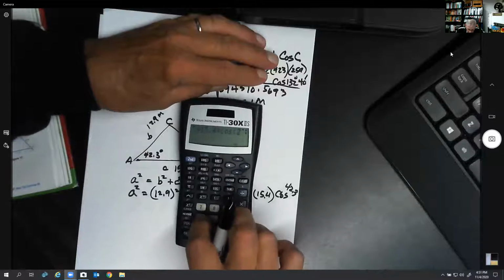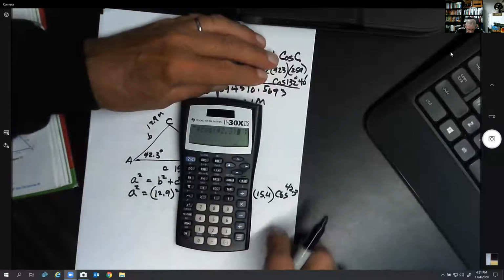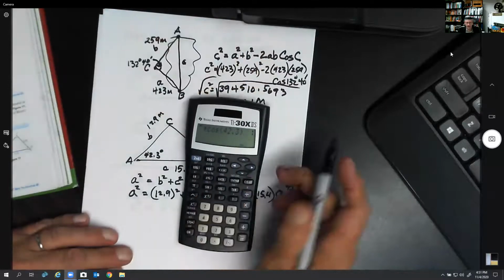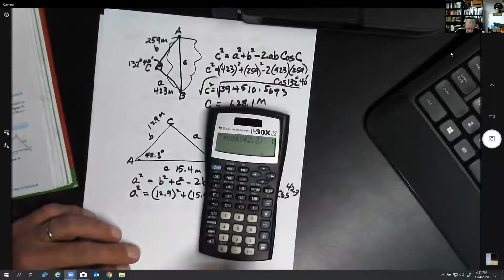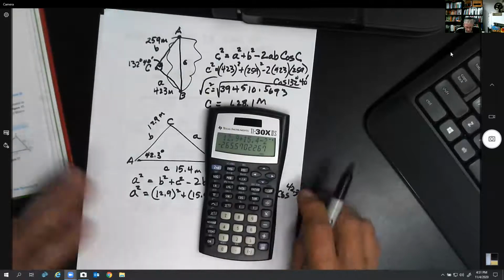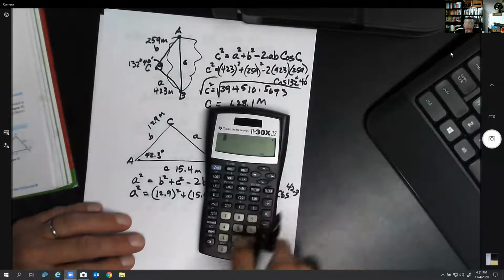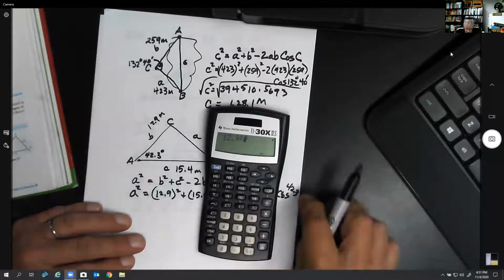Cosine 42.3 and parentheses and get rid of it. Okay, so we don't have to put degrees on this because it's automatically in degrees. Something good, because I came up with a negative number, I should have just put it in correctly. I was trying to use the other one.